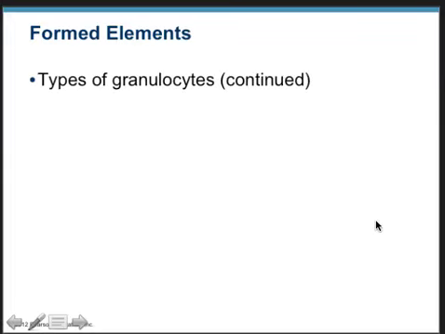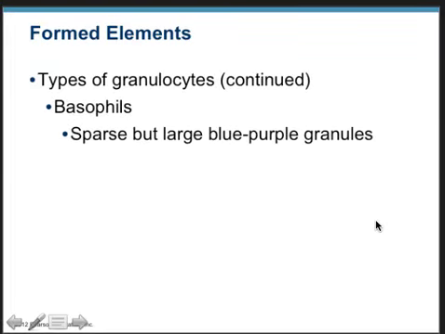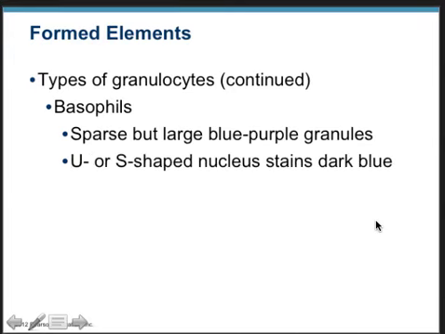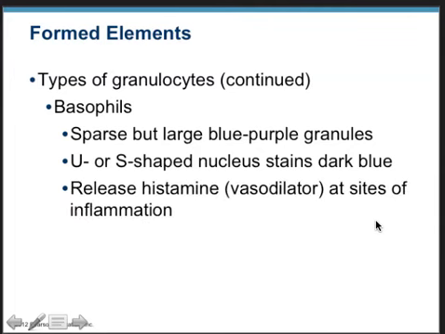The basophils have sparse but very large blue-purple granules that almost obscure a U or S-shaped nucleus that stains dark blue. These granules are special because they contain a chemical called histamine, which promotes the inflammatory response. And the inflammatory response is essentially when a tissue reddens, swells up, increases in temperature, and hurts. This is all a way to bring blood to the area of an injury or an infection.